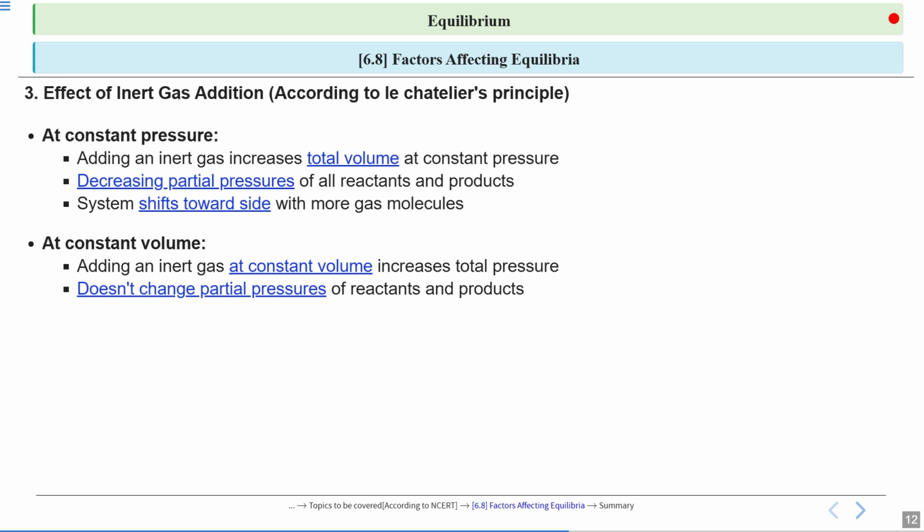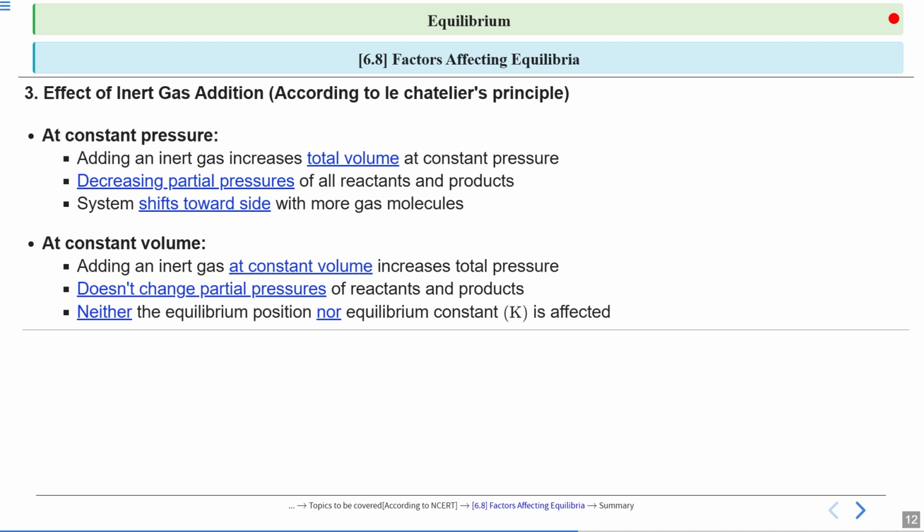Therefore, the reaction proceeds in such a direction so that the greater number of gaseous molecules can be produced, similar to the case of decreasing the pressure. In the second case, when you are adding the inert gas at constant volume, there is no net change in the partial pressure of the reactants and products. So we will say that as a result, there will be no change in the equilibrium constant.